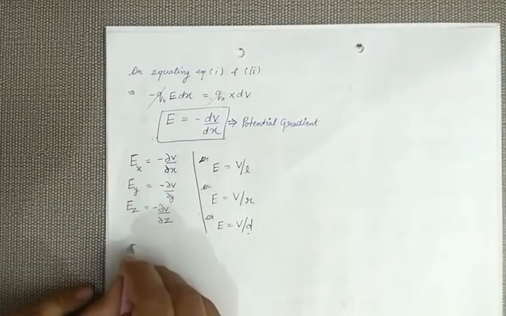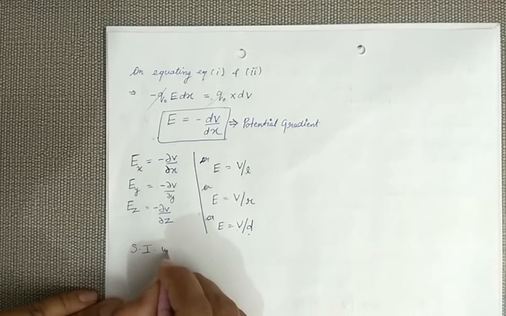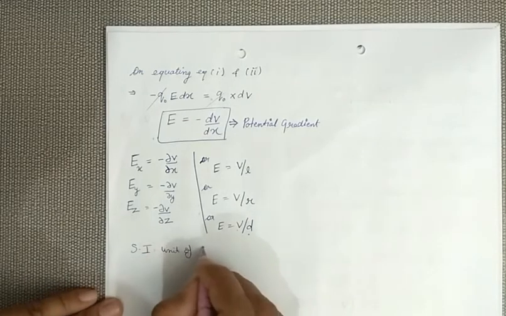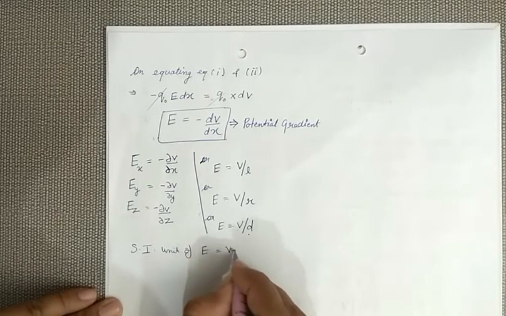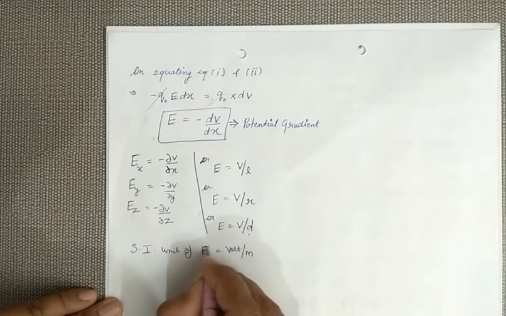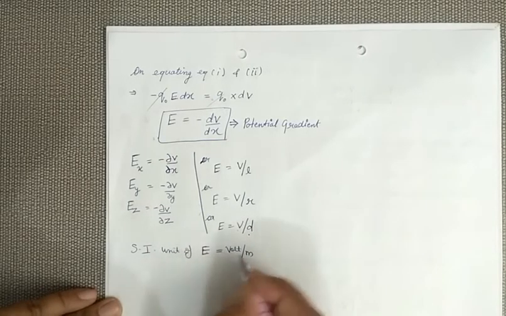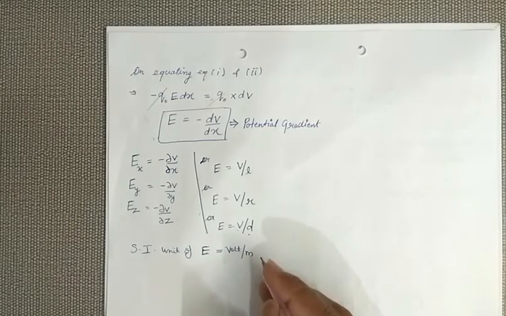So from this term we know that the SI unit of this electric field is volt per meter. So this is another form of SI unit of electric field.